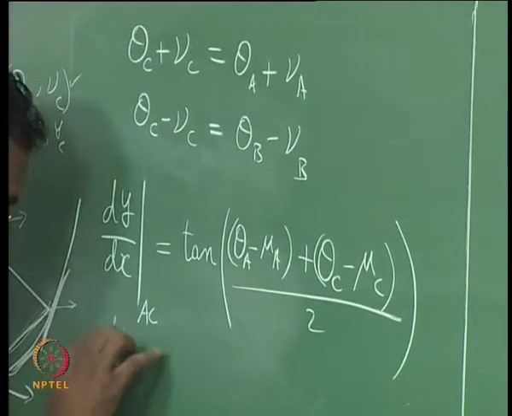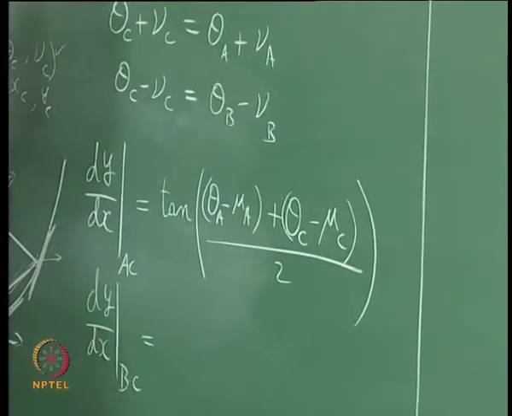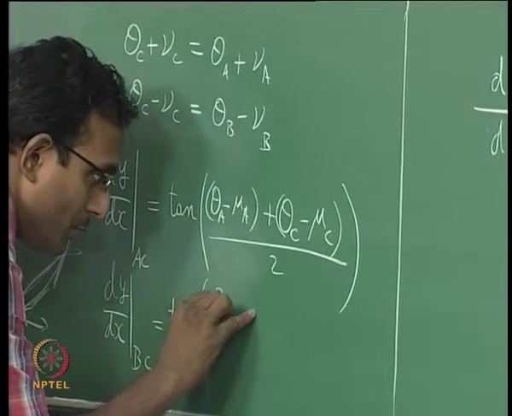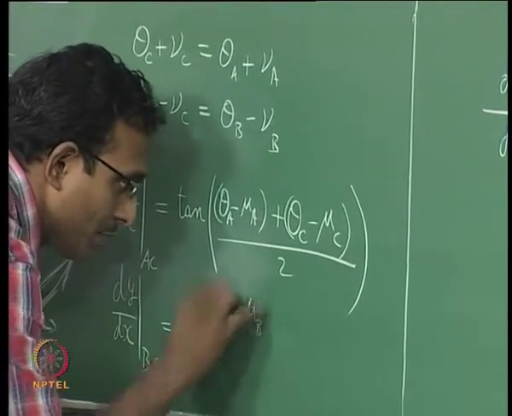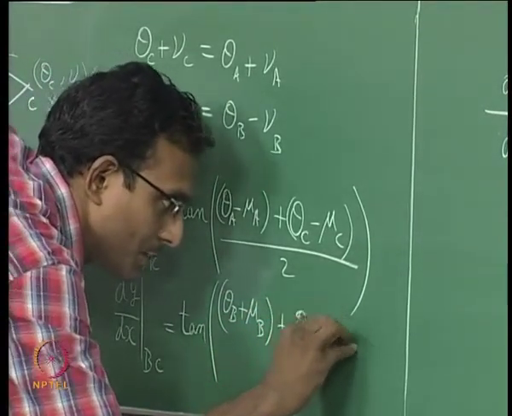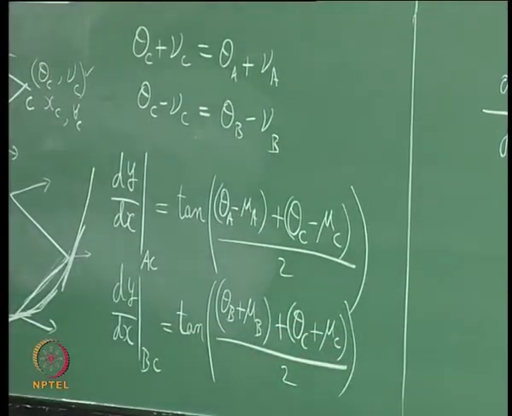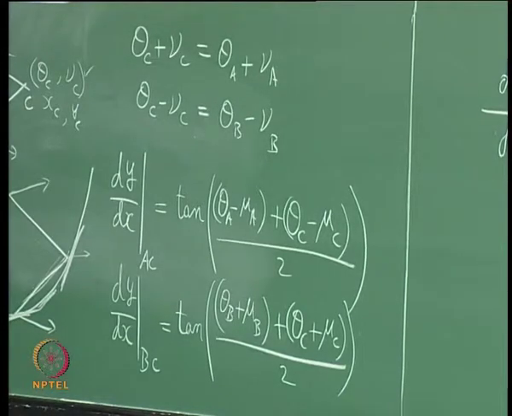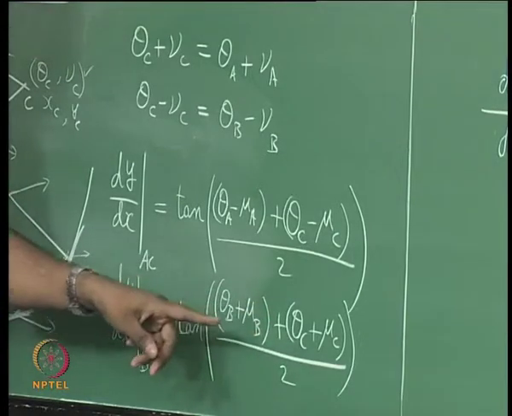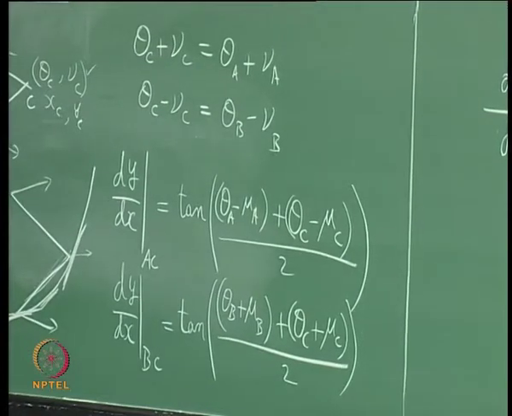Similarly, I will write dy by dx at BC as tan of theta b plus mu b plus theta c plus mu c whole divided by 2. I will write it like this. Of course, you will see different books writing it differently. Some books will write theta b plus theta c by 2 plus mu b plus mu c by 2. It is the same thing anyway. You can look at it whichever way, just different groupings.